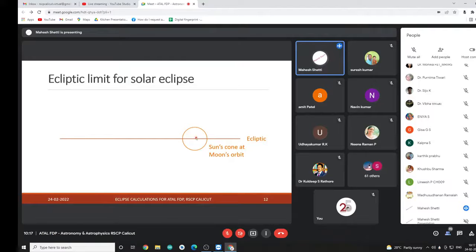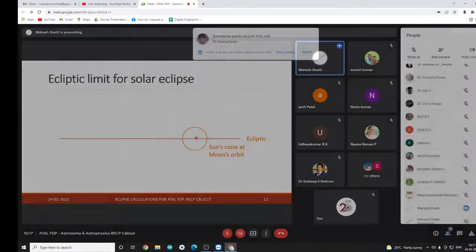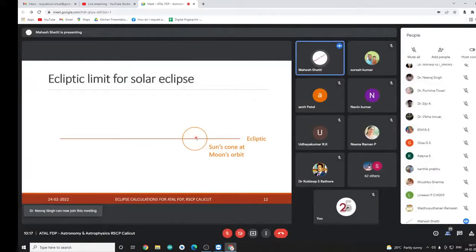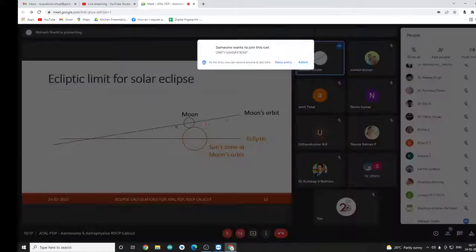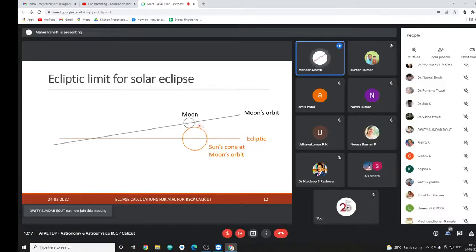If we are talking about solar eclipse, it is angle beta. So it is the sun's cone at the moon's orbit that subtends angle beta at the center of the Earth. Now this is the limiting case. This is the moon's orbit, and the moon is going to move on that. This is the ecliptic, so the sun is always going to be on the ecliptic. At the limiting case, the moon may just touch the sun's limb, at the external edge. When it is just going to touch, you have just missed the solar eclipse.